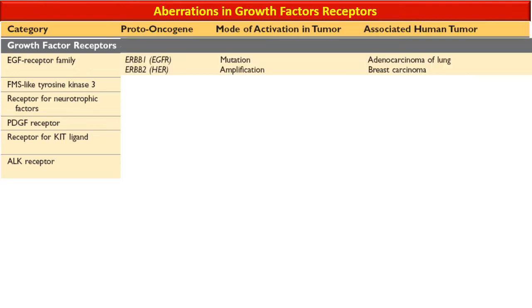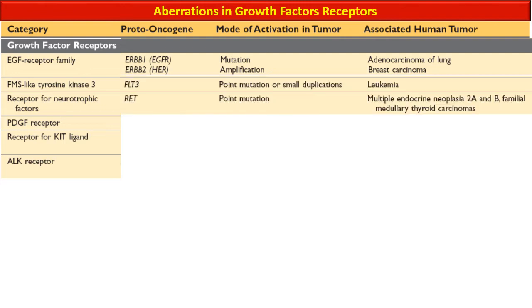The epidermal growth factor receptor is encoded by the ERB proto-oncogene. The ERB1, that is erythroblastic oncogene B1, encodes epidermal growth factor receptor, and if this is mutated, it will result in adenocarcinoma of the lung. The erythroblastic oncogene B2 encodes HER2, and if it is amplified, it will result in breast carcinoma, or it is seen in association with breast carcinoma.